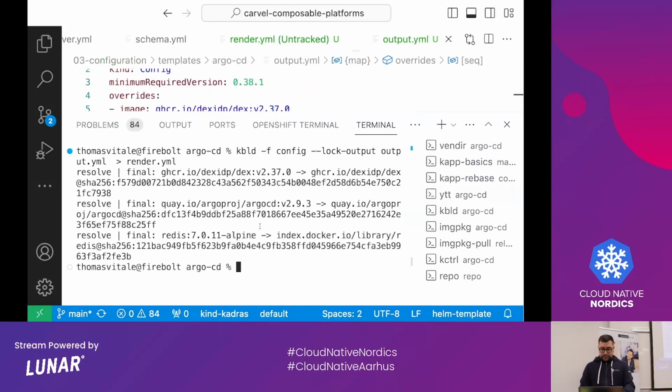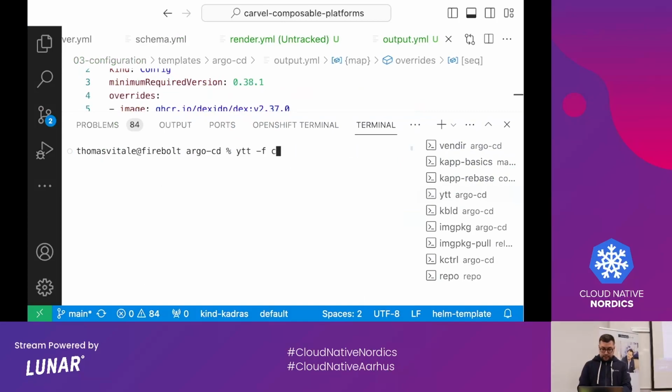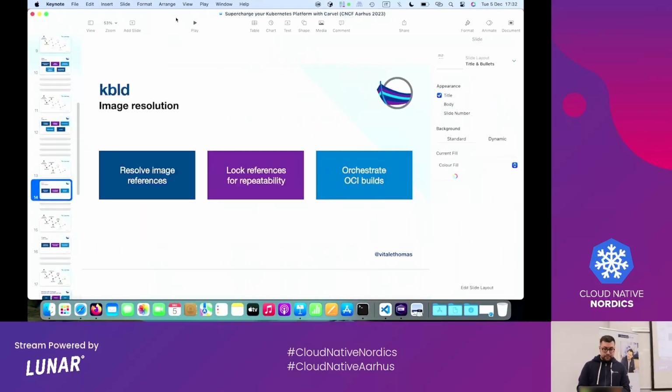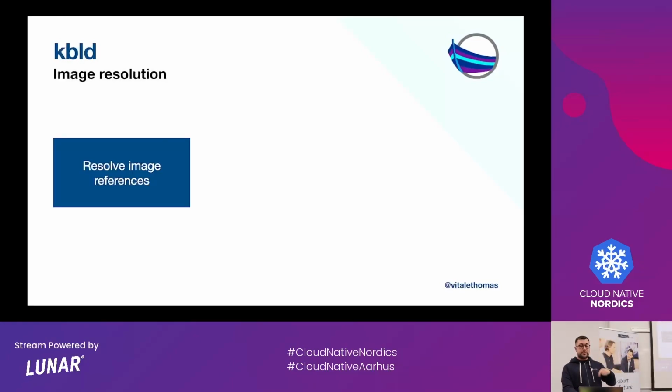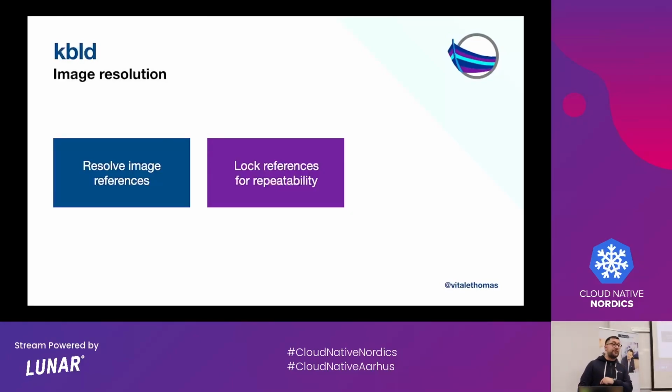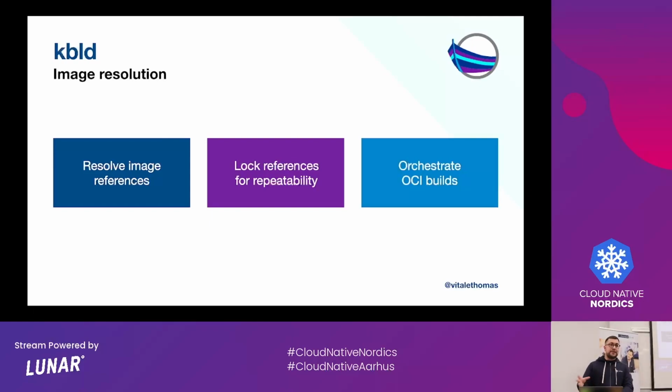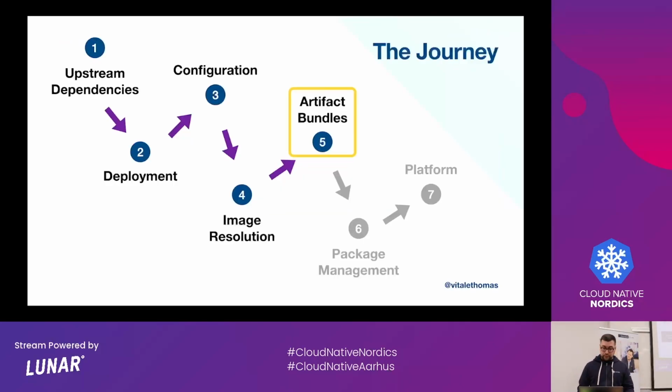And then I can pipe it all together. So I can say ytt, and then pipe it to kbld, and then pipe it to kapp. Or I can use it in isolation or together with other tools, with Kustomize, with kubectl. All right. So with kbld, just to sum up, we can resolve the image references. We can lock the references for repeatability. And kbld actually has different functionality for orchestrating the image building, but I'm not going to show you that. But you can use different tools like Dockerfiles, BuildKit, Buildpacks, or ko to build images, so you can orchestrate it in one configuration file, should you have different projects you want to build all at once.